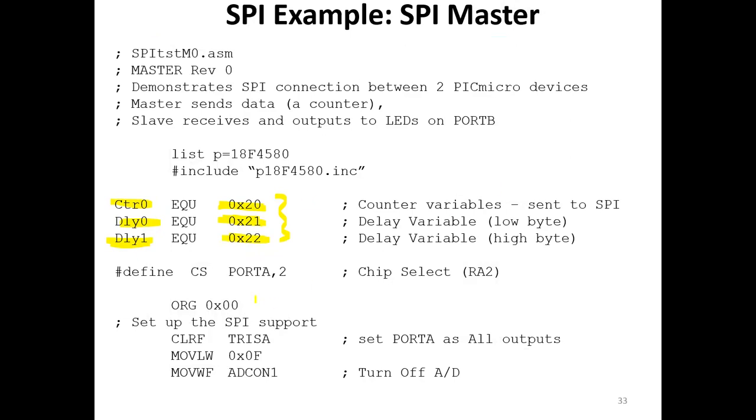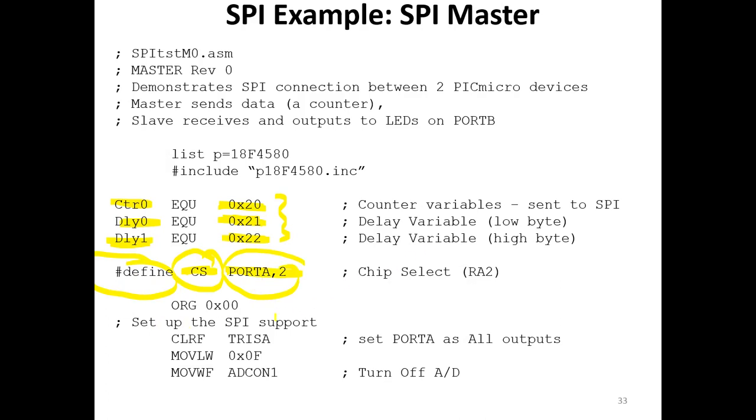Okay. Now we have a define here. We are using #define CS PORTA, 2. So the define is a directive. What does it do? It will define the CS as PORTA, 2. So anytime we write CS, the assembler will change it to PORTA, 2.